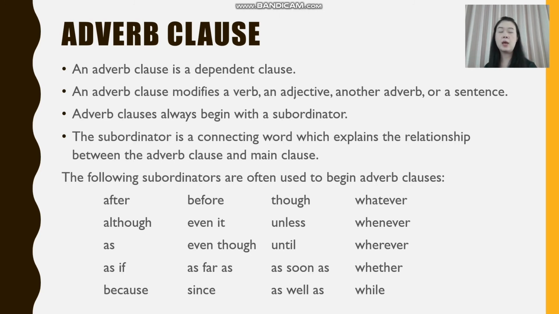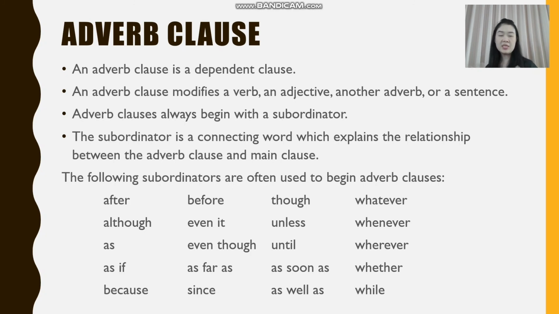So you can see that adverb, adverb phrase, and adverb clause, we are using them with the same functions. That is to modify verb, adjective, adverb, and this is like plus a sentence for adverb clause, alright? And they normally begin with some kind of subordinator. So for this one, it's worth remembering that they normally start with subordinating conjunctions, okay? The subordinator is a connecting word which explains the relationship between the adverb clause and the main clause, okay?